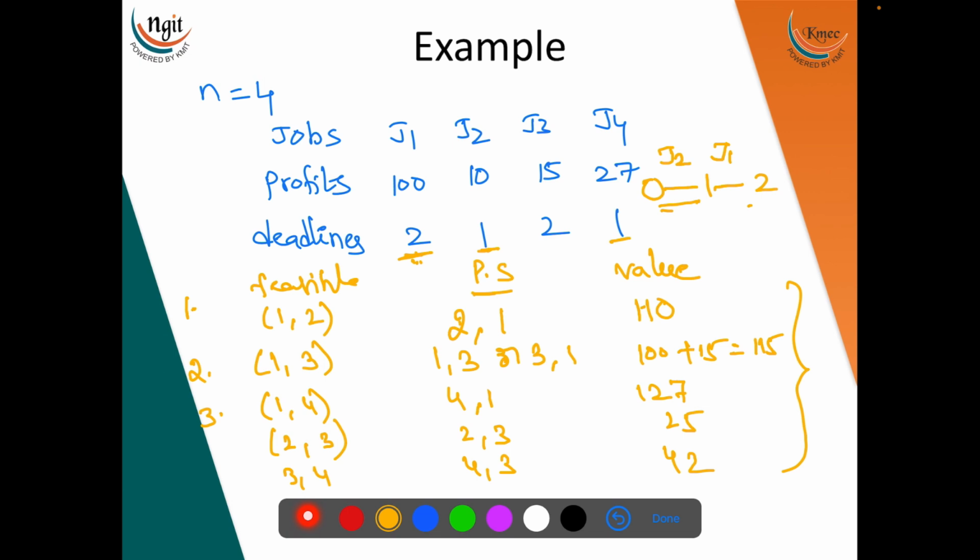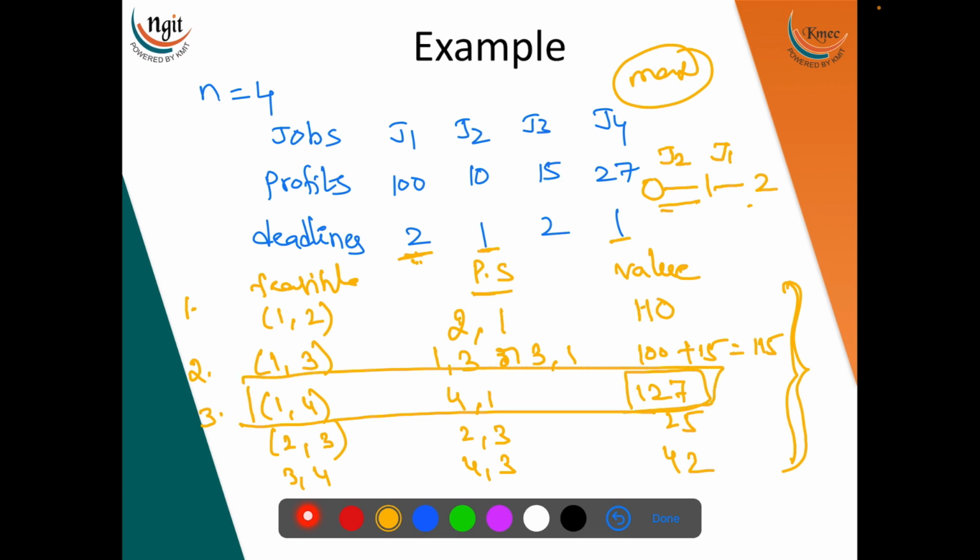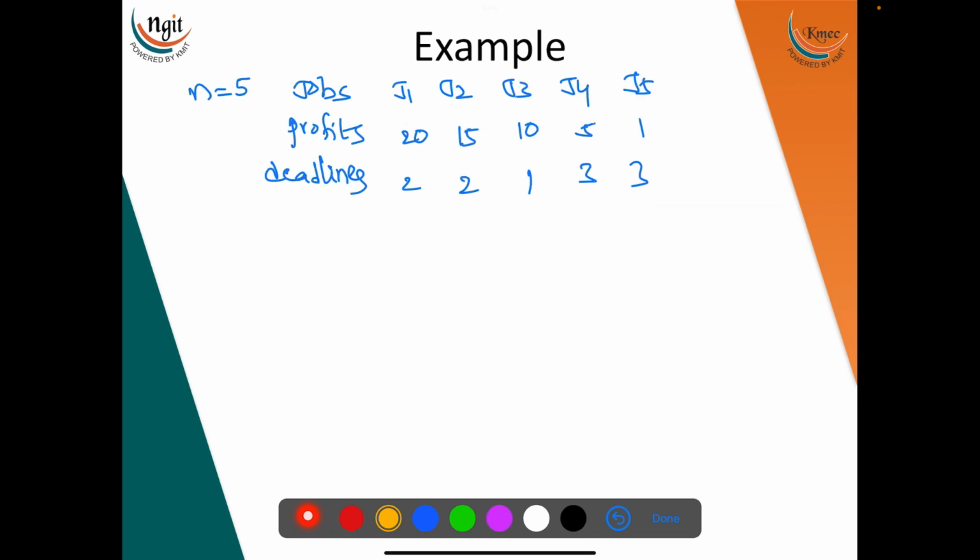But what is the optimum solution? An optimum solution should be a feasible solution which gives either the maximum or the minimum result. As far as job sequencing with deadlines is concerned, it is a maximization problem. So whichever has the maximum profit is considered the optimum solution. Among all these profits, which is maximum? 127 is maximum. That means we will take this as the optimum solution for this problem. So this is the example, and you can also take the other example.